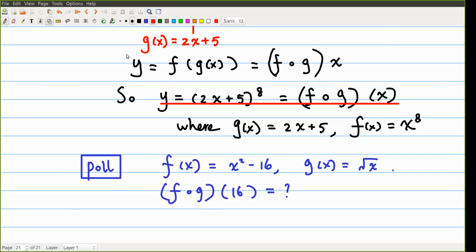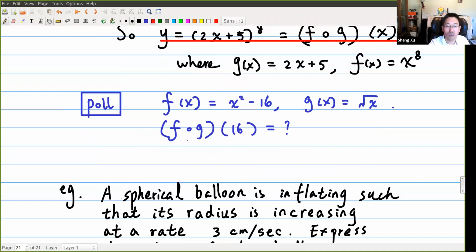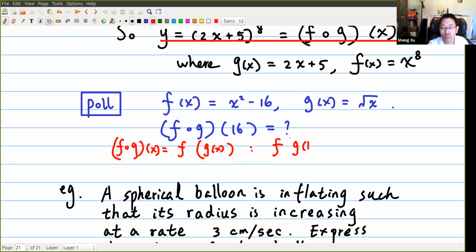So what's the meaning of f composite g? It is when there is f, right? Take g as the input, right? That's f composite of g. Make sense to you? So when you want to compute this guy, that means it's f of g at 16, right?